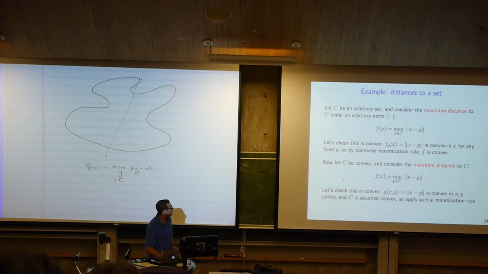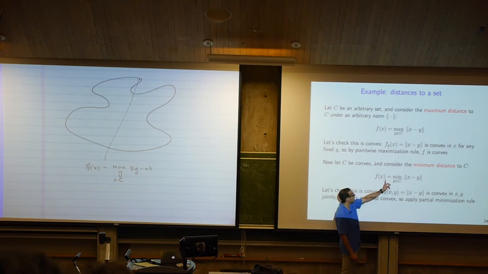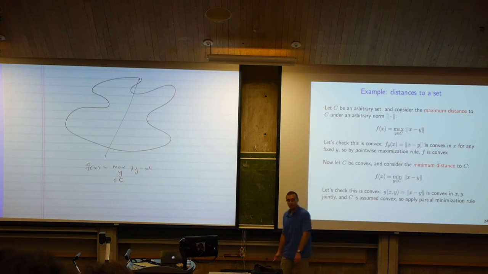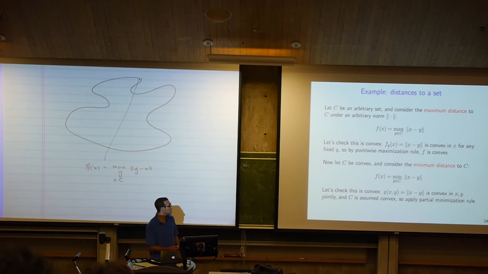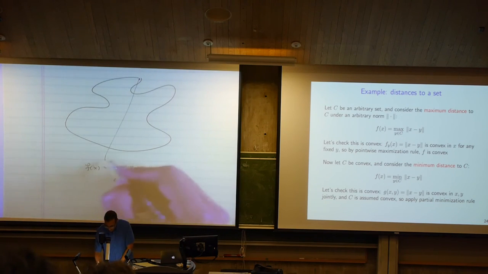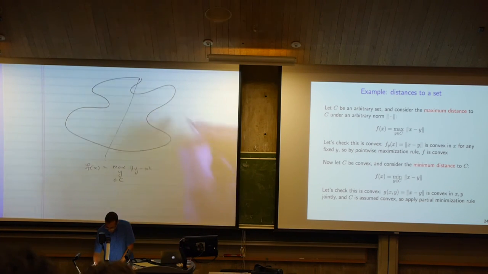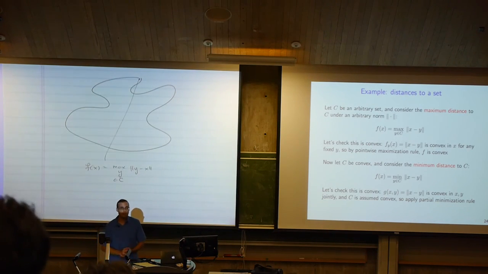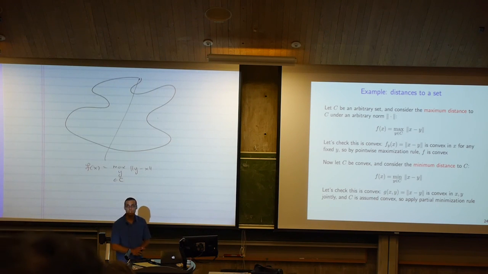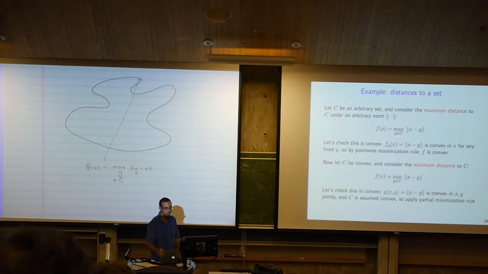Now, let's suppose this set was convex, and let's consider the minimum distance. So this is the distance between x and its projection onto C. That's only convex if we assume that C is convex. Otherwise, we can't say anything about it. Essentially the same logic will follow. We just use the partial minimization rule. But if I want to look at the closest point, instead of the farthest point, if I look at the closest point to a set, it actually matters whether the original set in question was convex. So that's the difference in how those two rules apply, and the implications of those two rules.